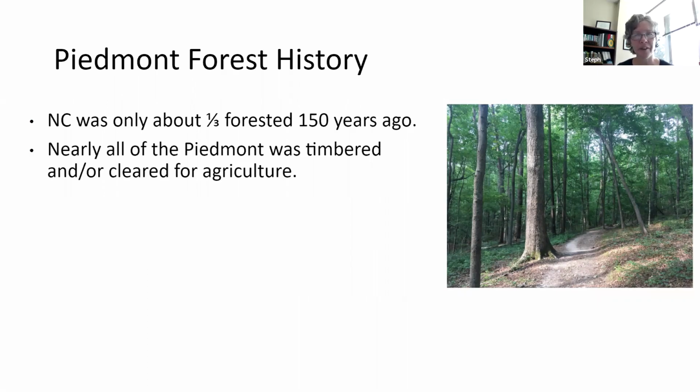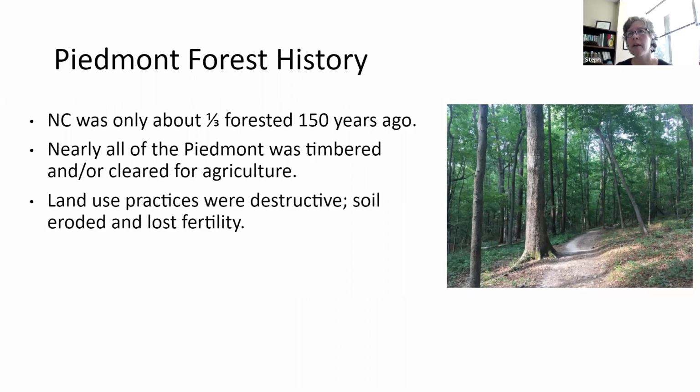And so you're not going to find old growth forest in the Piedmont of North Carolina. Nearly all of it was timbered and then cleared for agriculture, sometimes both. There's a few pockets where logging wasn't practical or the wood wasn't especially valuable, but for the most part, this is a cut over forest. The land use practices of the time, the agricultural practices, were destructive. There was a lot of loss of soil just due to erosion, right? People would clear the land and plow it, not realizing that soil runoff would be really erosive, and then eventually that reduced and lost fertility to these sites.